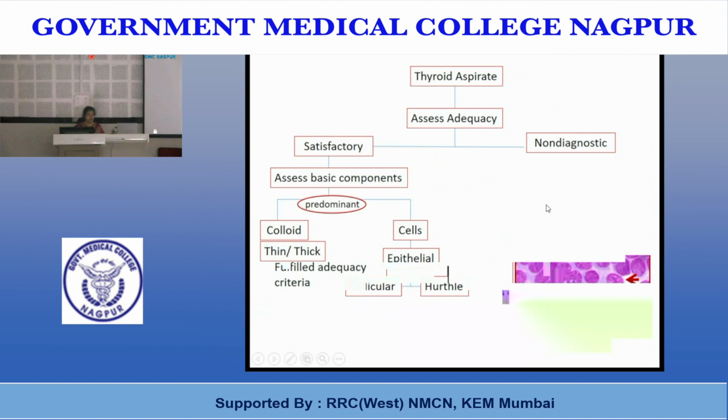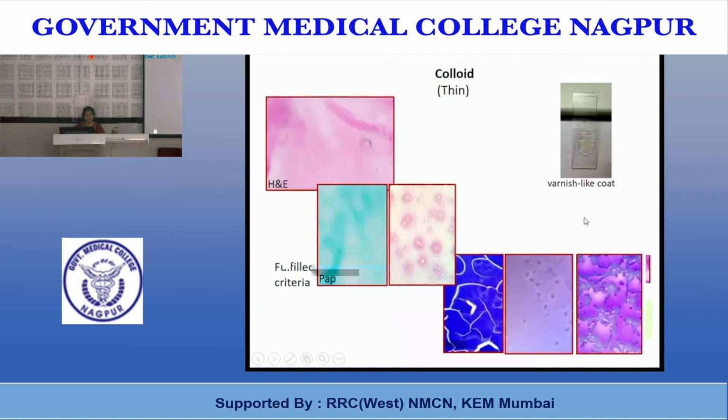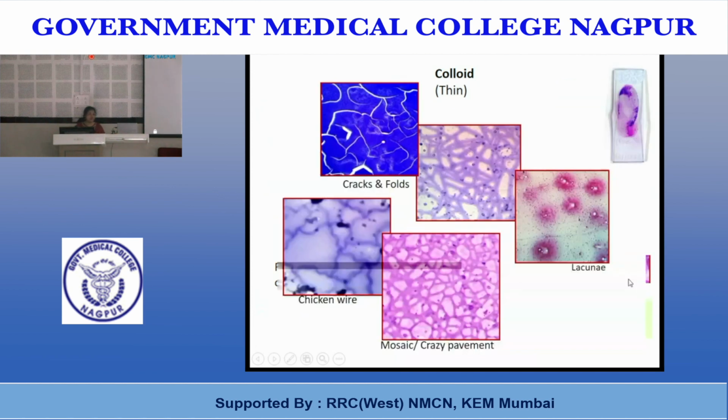So after the non-diagnostic, when you see a satisfactory aspirate, always assess the basic components, the colloid and the cells. Now the colloid can be thick or thin, and the cells we'll see after this. The thin colloid appears like a varnish-like coat, best appreciated in the MGG stain. It can range from blue to purple to magenta color, and on drying, sometimes during processing, the colloid may get washed off, but you can identify the colloid at the periphery by, after drying, it forms such cracks and folds. You can see it here.